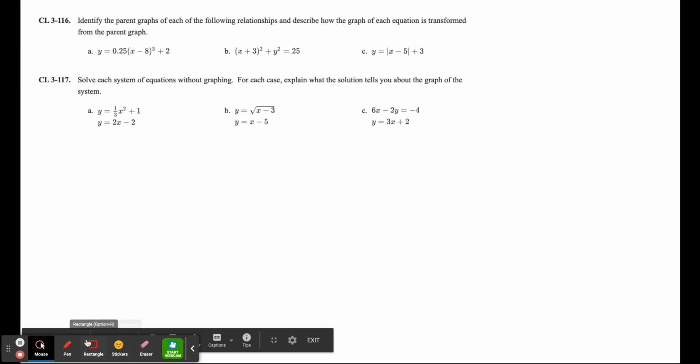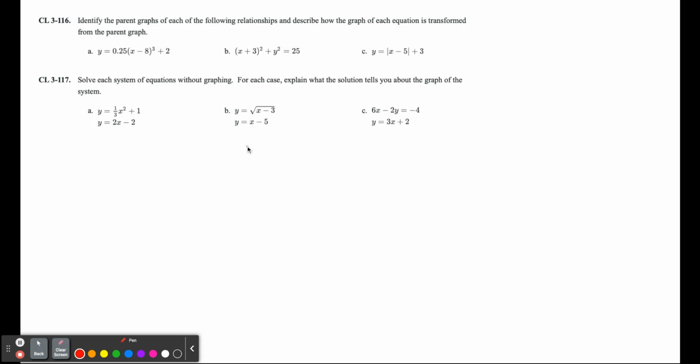Okay, so for this one, I'm going to go over these answers. This one asks for the parent graphs, so you want to look at what's happening to x. Since x is being cubed, this is y equals x cubed.